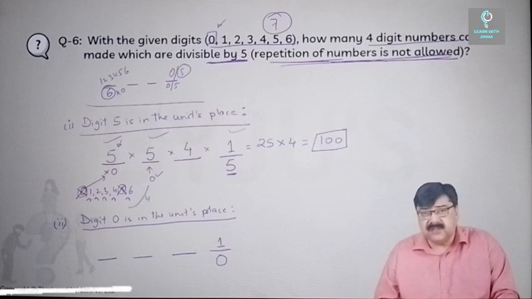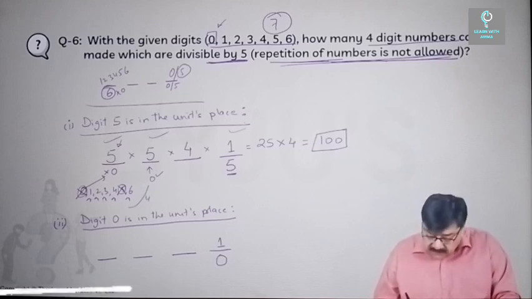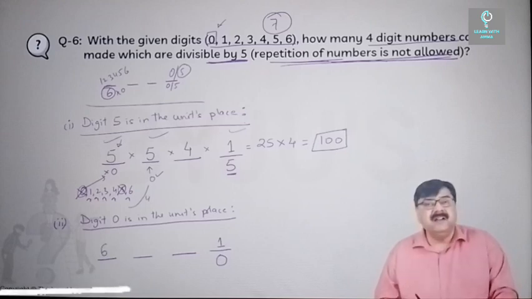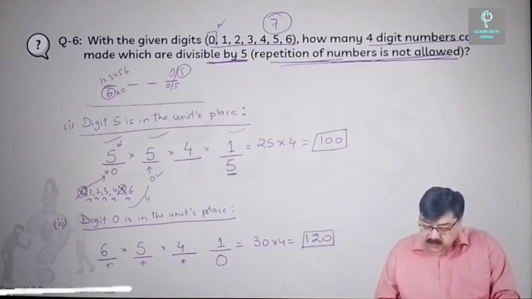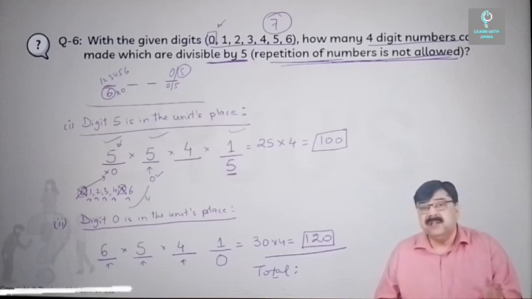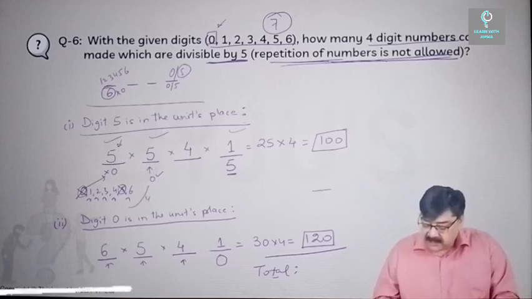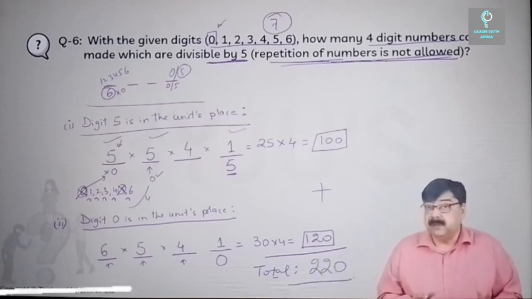So out of 7 digits which are given to us, we have already fixed the position of digit 0 in the units place. So out of the remaining 6 digits, any one digit can occupy the thousands place, and out of the remaining 5, anyone can occupy the hundreds place, and out of the remaining 4, anyone can occupy the tens place. So this shall become 6 into 5, that is 30, into 4, that is 120. So the total number of 4-digit numbers that can be formed from the digits 0 to 6 shall become 100 plus 120, that is 220, which will be divisible by 5.